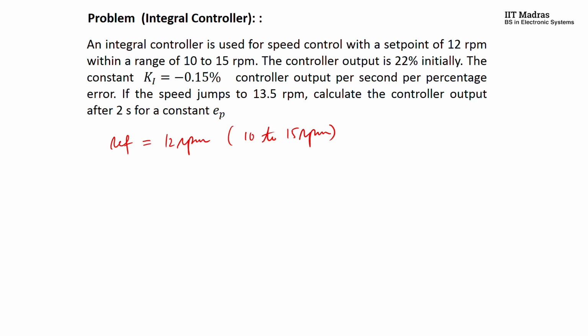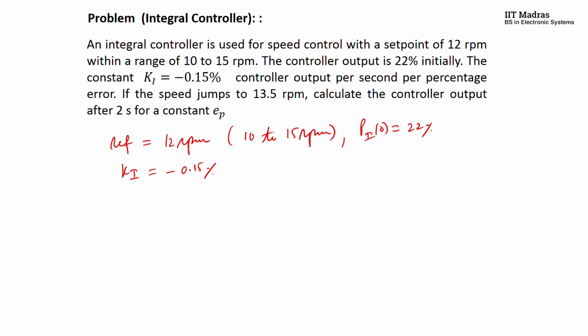The controller output is initially 22%. That means, as I told you, for the integral controller you would write it as Pi of 0 is equal to 22%. And you're asking something like that here. Also, let me just write the Ki value here. Ki value is minus 0.15% per second.